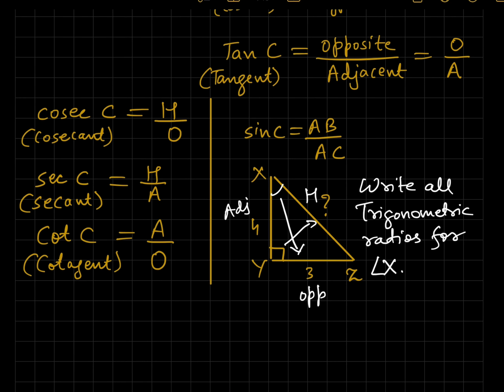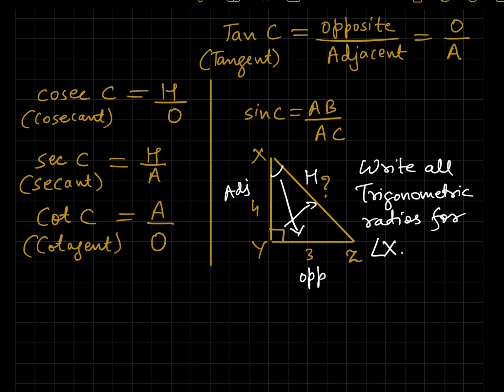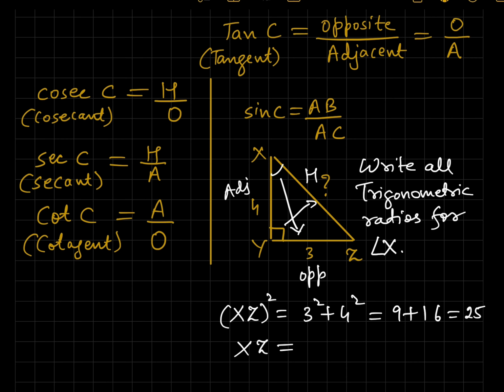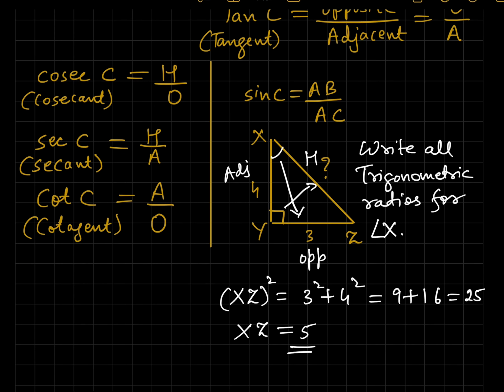So finding out the hypotenuse is easy in a right angle triangle. We can use the Pythagoras theorem, which says that the square of the hypotenuse, that is XZ square, is equal to the sum of the squares of the other two sides. So the other two sides are 3 square plus 4 square, that is 9 plus 16, which is 25. It means, taking a square root, XZ is 5. So now we have all the sides: 3, 4, and 5.